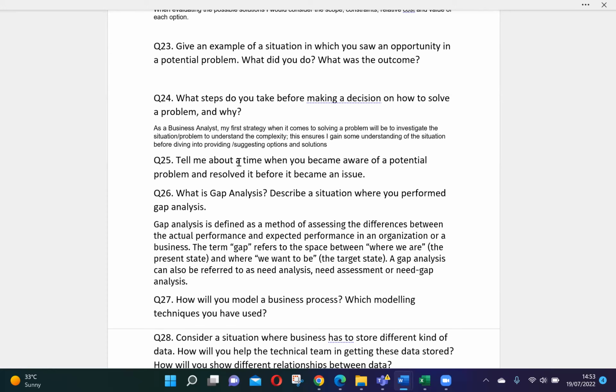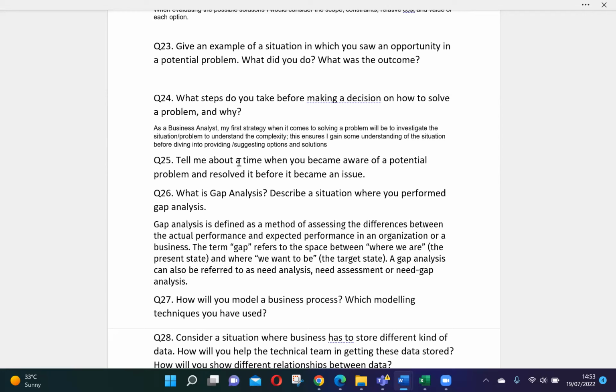Gap analysis is defined as a method of assessing the difference between the actual performance and expected performance in an organization or a business. The term gap refers to the space between where we are and where we want to be. Gap analysis can also be referred to as need analysis, need assessment, or need gap analysis. Your definition is correct. Now you have to give an example.